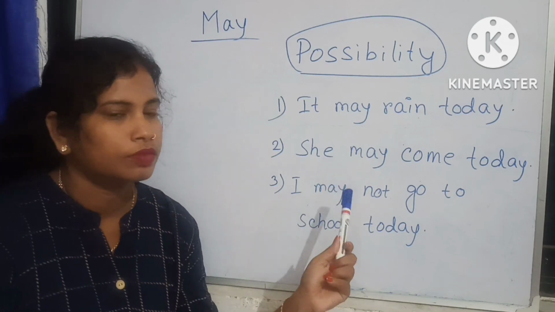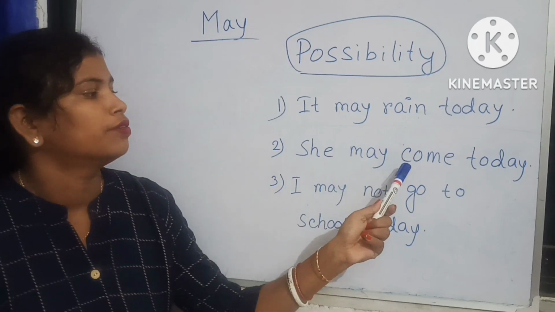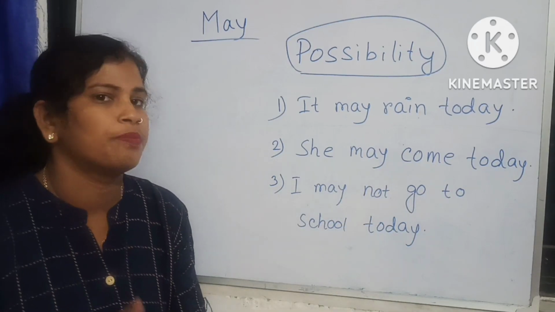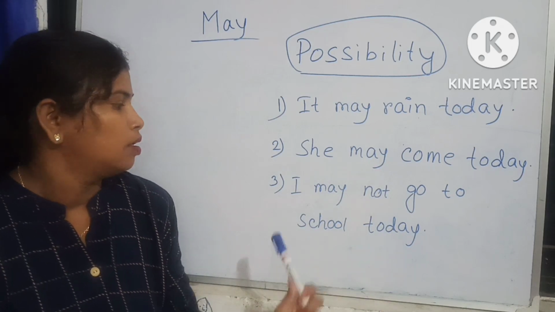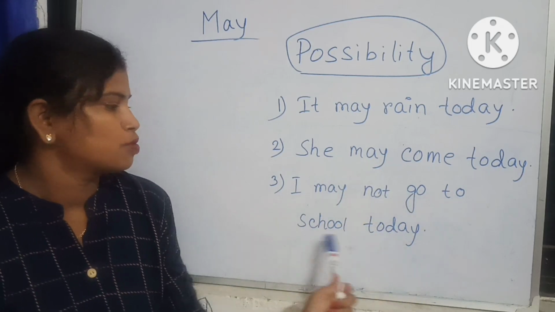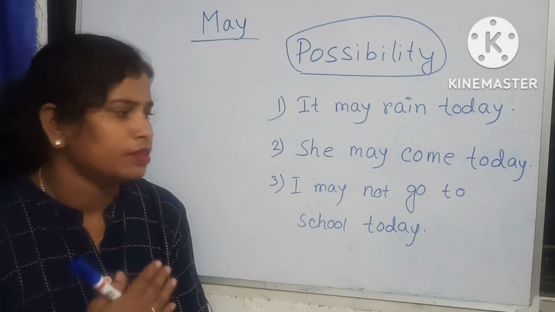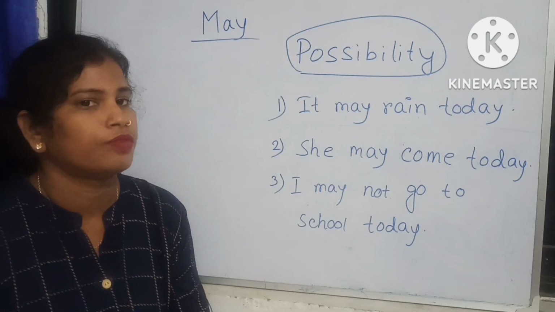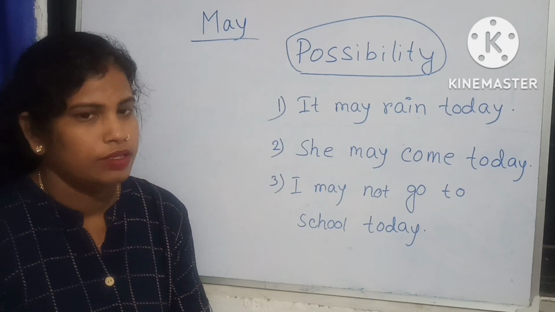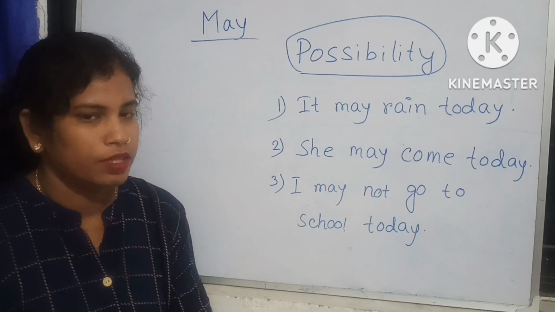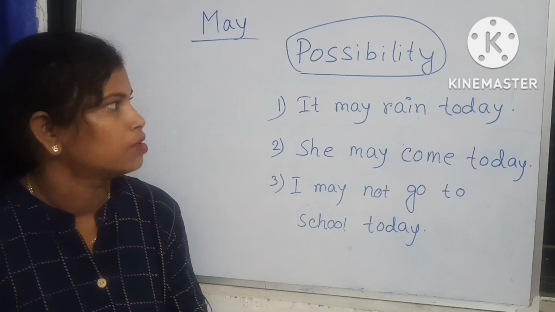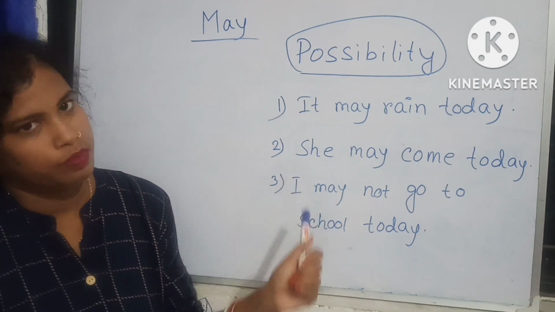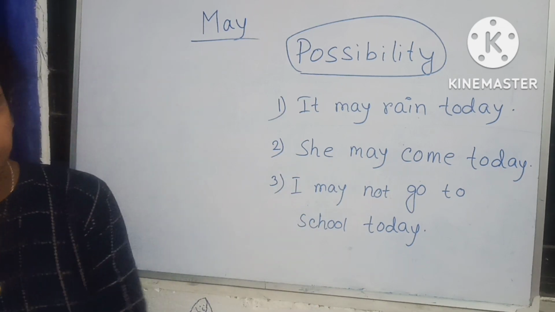And remember, use the first form of the verb, that means the present form of the verb after may. I may not go to school today. There are chances of not going to school today. So, I'm not sure whether I will go to school or not. So, may denotes possibilities.